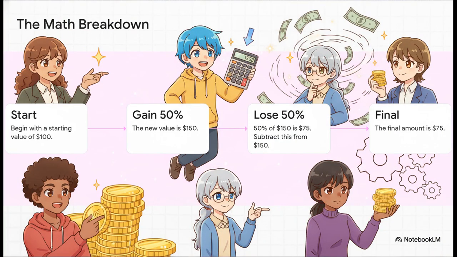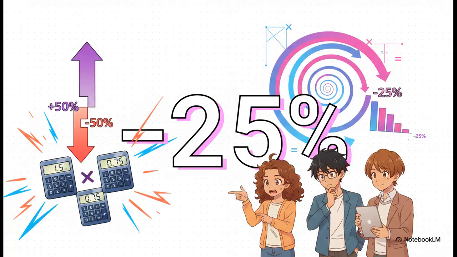Okay, let's break down exactly why our intuition is wrong here. We'll start with a nice, simple number, say $100. A 50% gain, that's easy, you're up to $150. But here, and this is the absolute key, the 50% loss is calculated on the new amount, on the $150, not your original $100. And half of $150 is $75. So you lose $75, leaving you with just $75. And there it is, the final result. You're not back to even, you're down a whopping 25%.